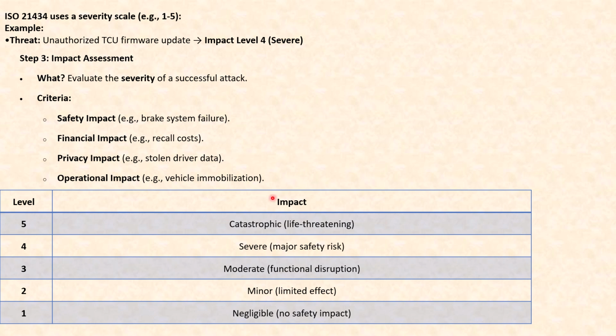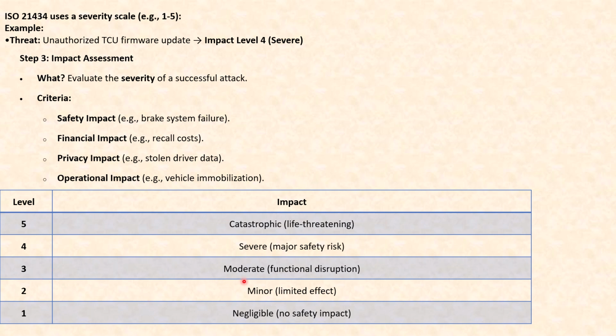For example, when it comes to level 5, it is catastrophic, life threatening. Suddenly when you are driving on the road, if transmission fails, that may lead to a fatal accident. When it comes to level 4, severe, it may lead to major safety risk. Again, if something like brake fails or electronic stability program fails, there is a good chance that the vehicle may veer out of control, which may lead to a severe accident.